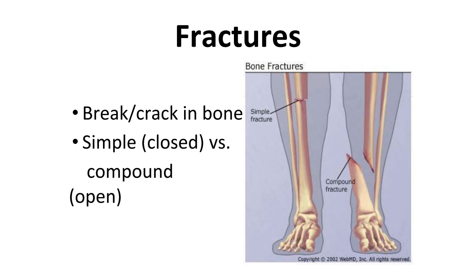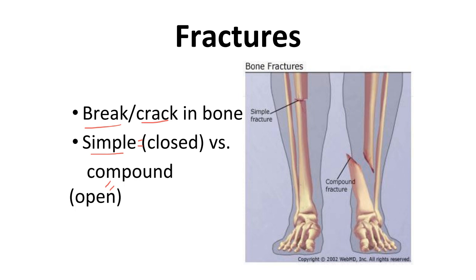So a fracture in general is just any kind of break or crack in the bone. It can be a full-blown break all the way across, or it could just be a crack that maybe doesn't even go all the way across. And our first classification for a fracture is whether it is considered a simple, which is also called a closed fracture, or a compound, which is also called an open fracture.